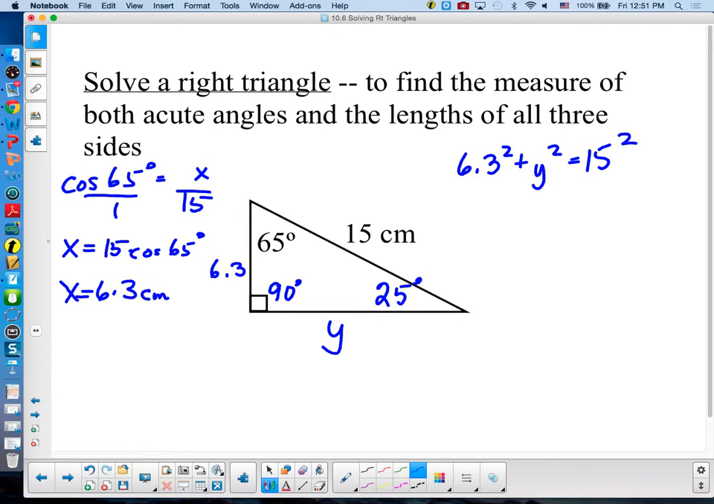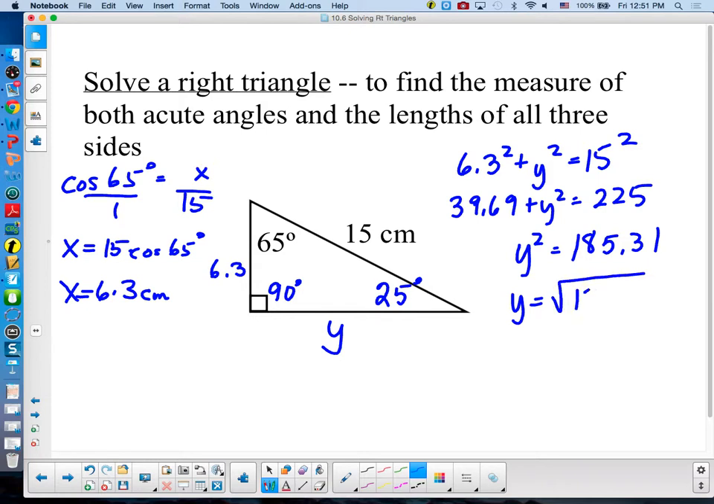6.3 squared is 39.69. 15 squared is 225. So 225 minus 39.69 is 185.31. That's what y squared is. How do you get y? You have to square root it. So the square root, to one decimal place, is 13.6.